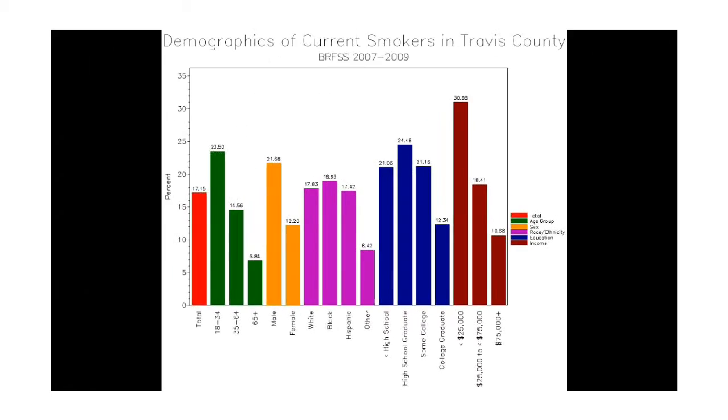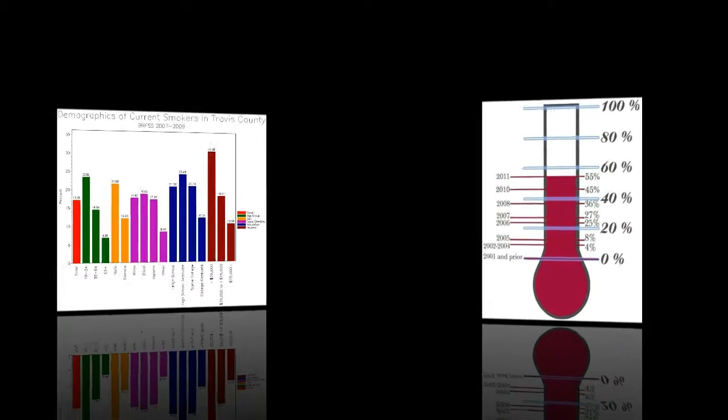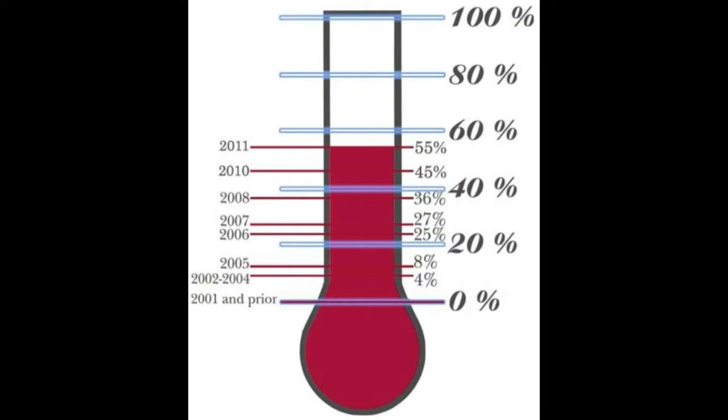This is just a graph that shows the demographics of current smokers in Travis County. Now think about our patient population. As a community, we are striving to protect the public by creating more smoke-free ordinances. We have increased from 20% in 2006 to 55% in 2011.